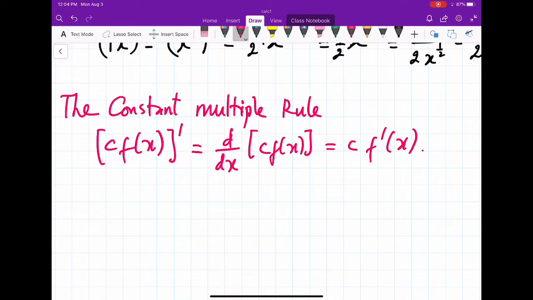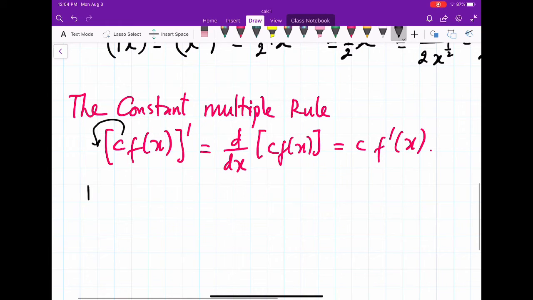Now, if you have a constant c and you want to find the derivative of c times f(x), then you just need to differentiate f(x). Since c is constant, you can just bring it out of the differentiation operation. So the constant will not affect the differentiation.